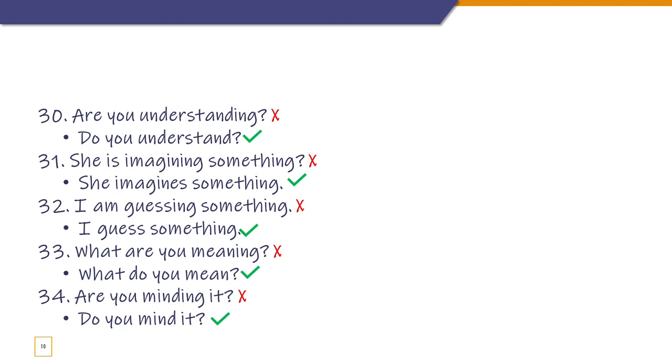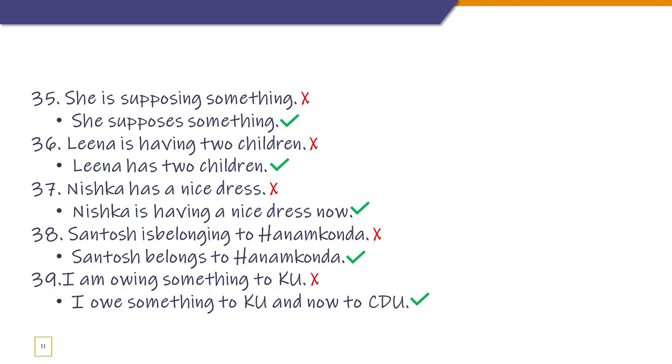Is that clear? Now another one is, are you minding it? Is that correct? Mind is when you object to something. Now when you object to something, you don't always do anything physically. So mind is something to do with mind again. Are you minding it? Is wrong. What should you say? Do you mind it? And next one. She is supposing something. This is similar to imagining, right? So again, because that's a stative verb, you should say she supposes something.